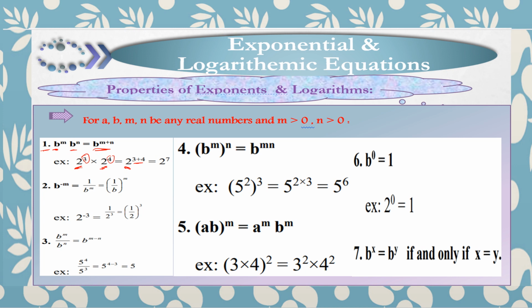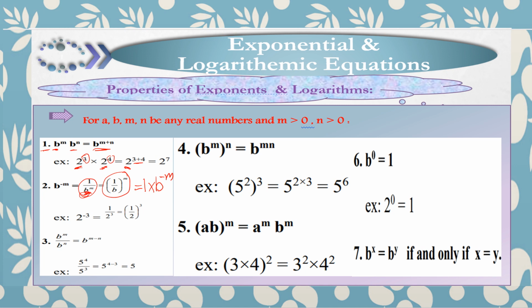The second rule, b power minus m. If we have a fraction, 1 over b power m, we can raise the denominator to the numerator with a negative sign on the exponent. So 1 over b power m, we can raise b power m from the denominator to the numerator to be 1 times b power minus m. So raising the denominator to the numerator is done with a different sign on the exponent.